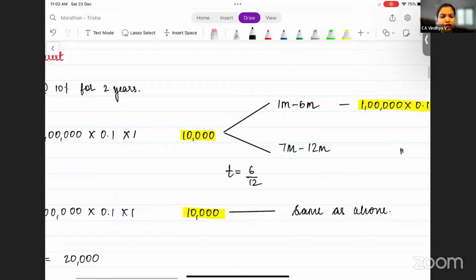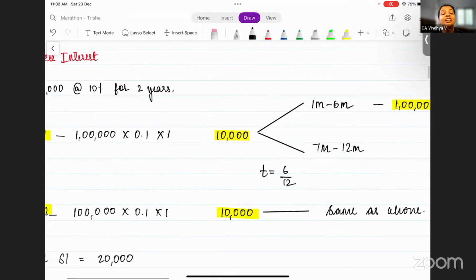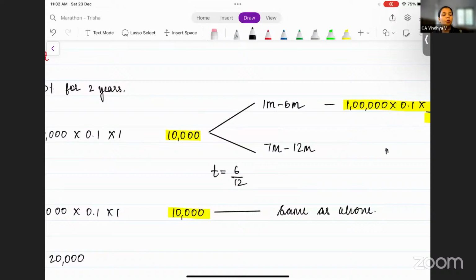Cut short to year 2. Year 2 also will remain the same. What is the important point that we need to carry from here? Interest under simple interest will not change when the parameters do not change. What are the parameters? Principal, rate and time. So the simple interest will remain the same for any specified interval of time.